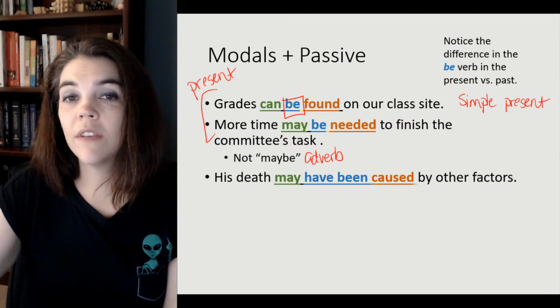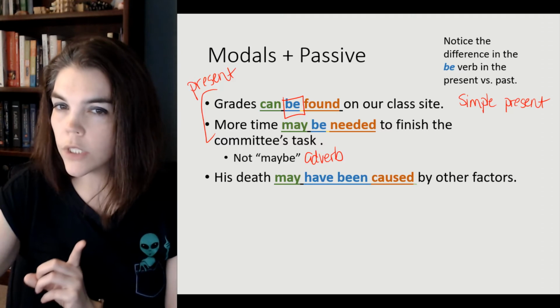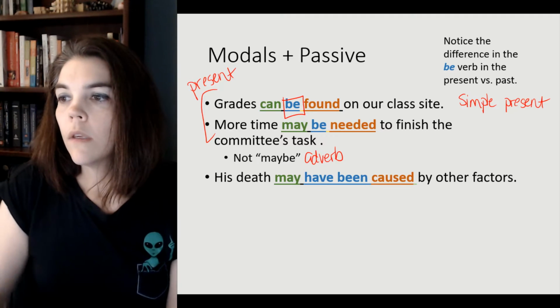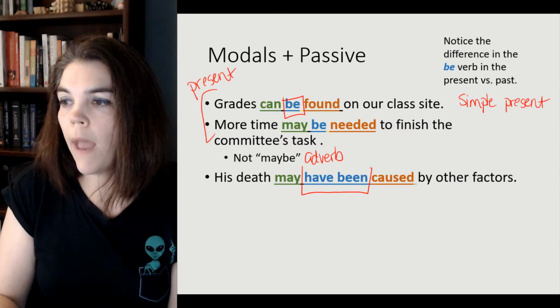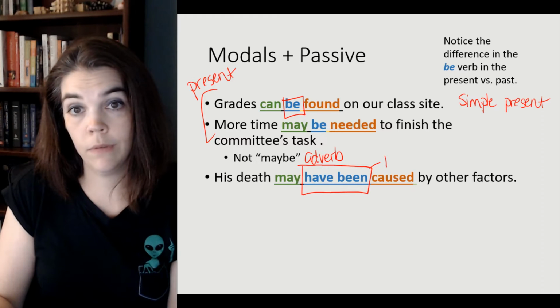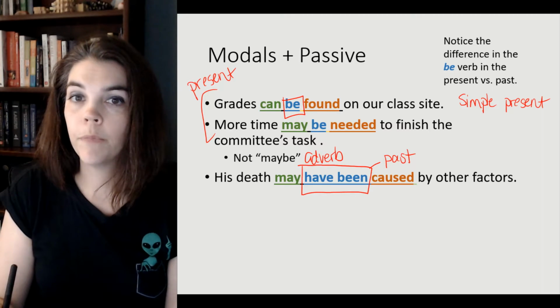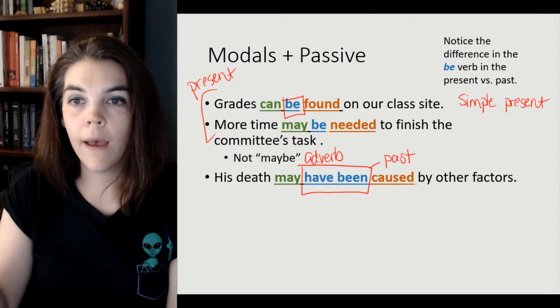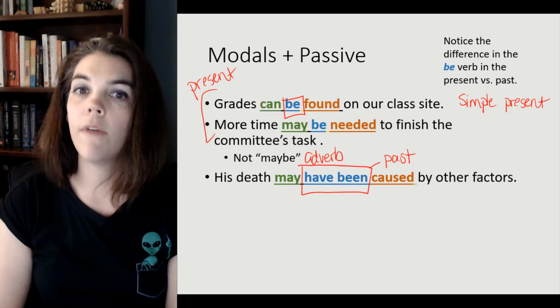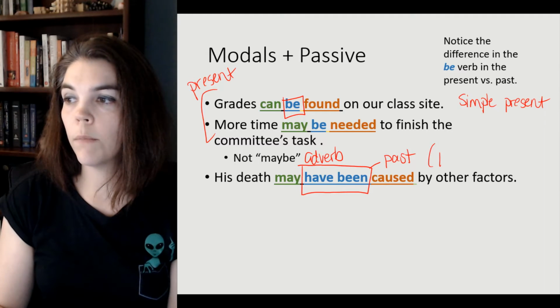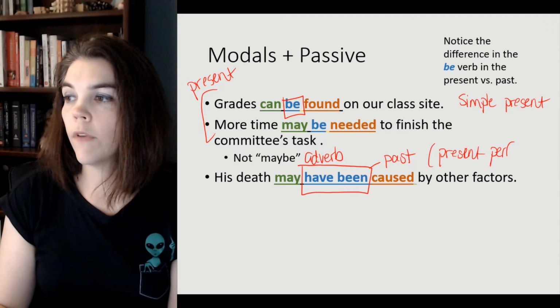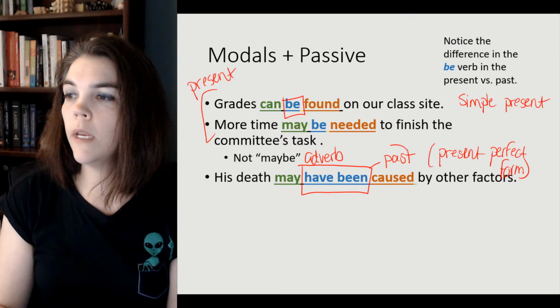So another form is in past, and this actually looks a little tricky. So what happens when we use a modal in the past with passive? Oh, you didn't think that. His death may have been caused by other factors. Okay, so it takes on a present perfect form. But its meaning is past.